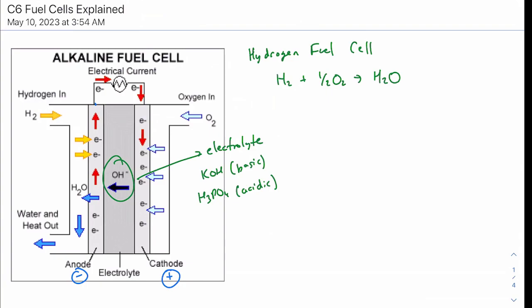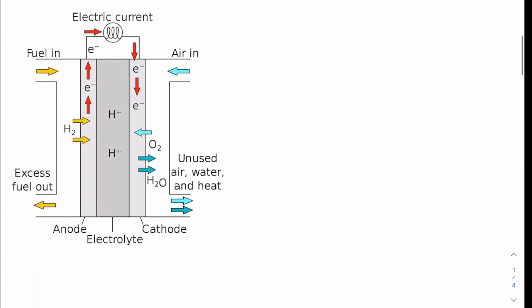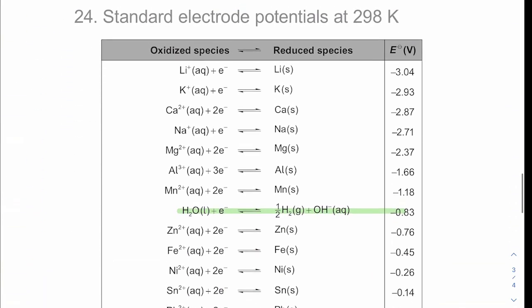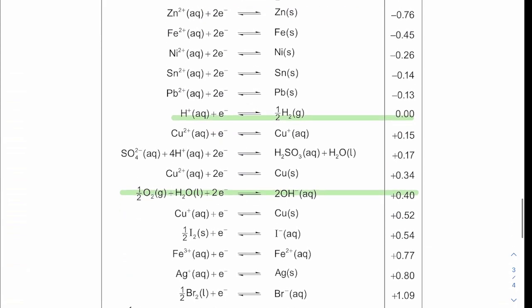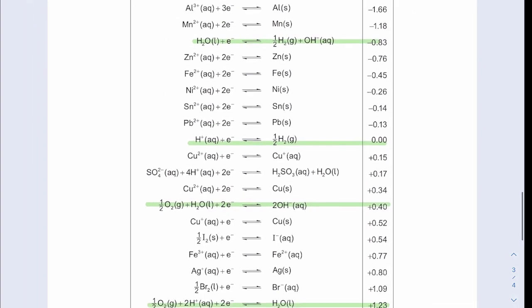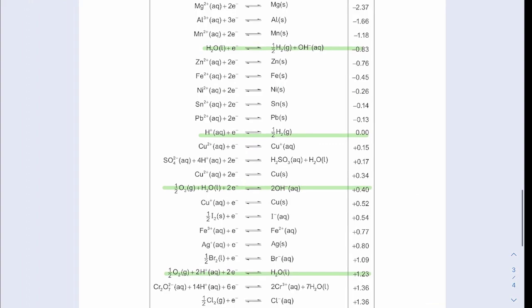Now, the good news is that these reactions are located in your data booklet. So if you scroll to table 24, where your standard electrode potentials are, you'll notice that there are four reactions listed here that involve hydrogen and oxygen gas. And what you'll notice is that, remember, these are reduction potentials. So only two of them are in the correct direction and the other two are in the incorrect direction.